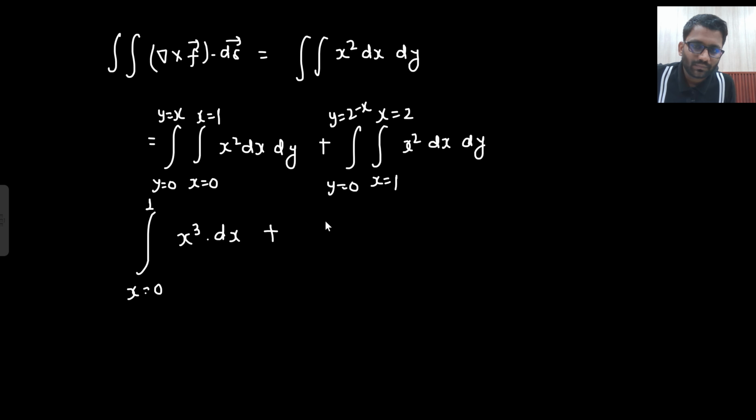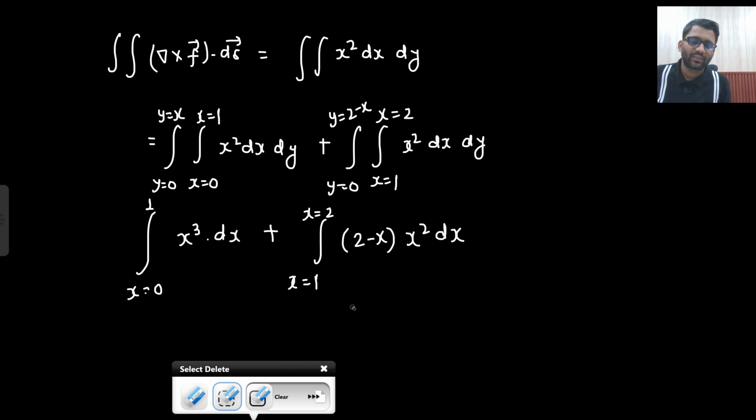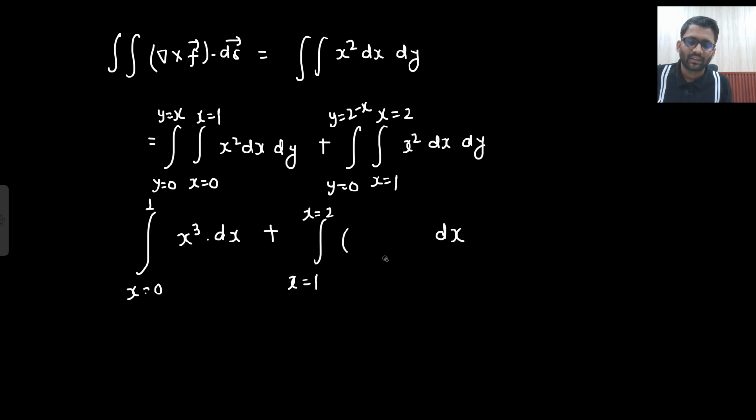The x limit is 1 to 2, this we are not solving, we are solving the limit of y. So y is going from 0 to 2 minus x. So 2 minus x into x square dx. So this will be 2x square minus x cube. Okay.